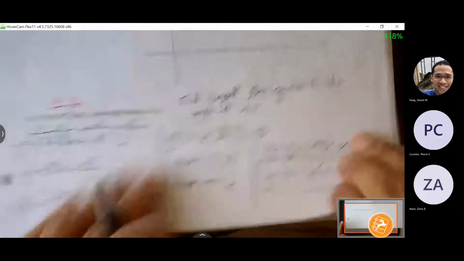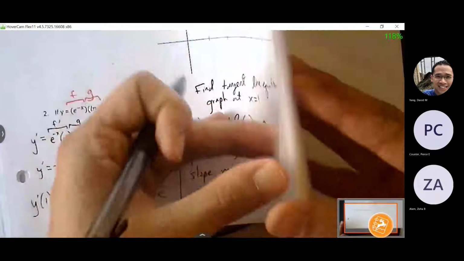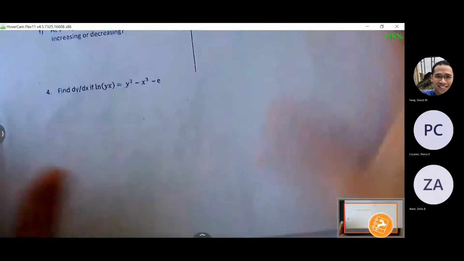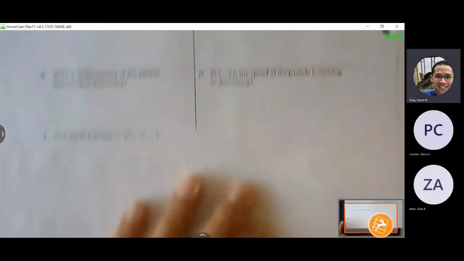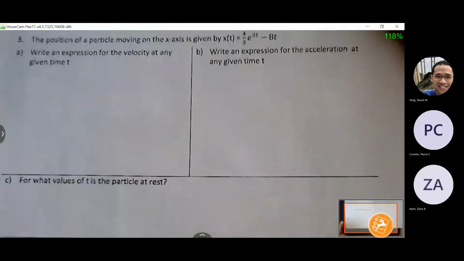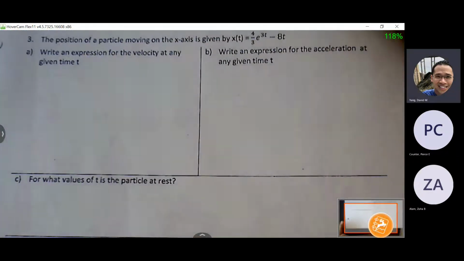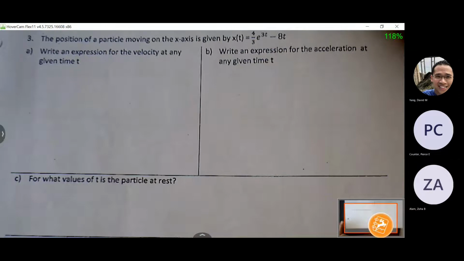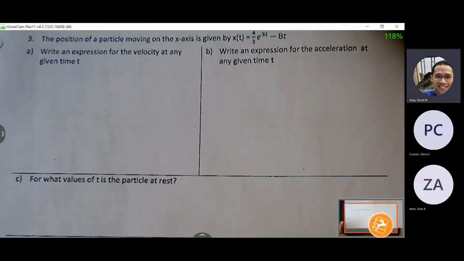Page 16. Particle motion here. Given the position function, I'll put this on a separate sheet as well. Writing an expression for velocity, so we can find the derivative. Acceleration, find the second derivative.